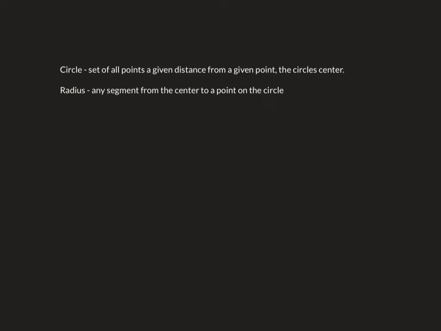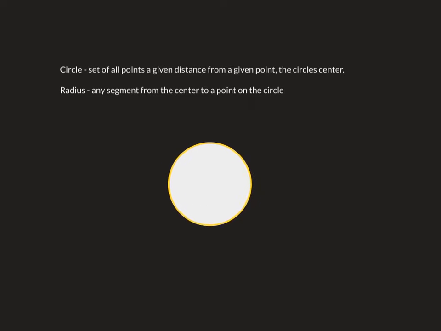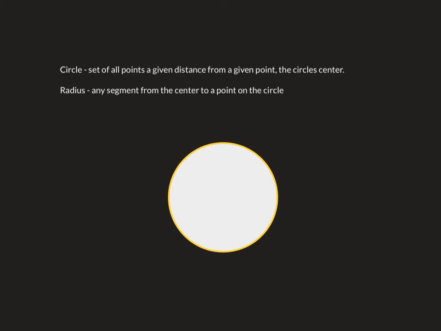All right, so the next two definitions we're going to talk about, the first one is a circle. So a circle is the set of all points a given distance from a given point, which is known as the circle's center. So we have a circle, right? And we have a center point in the middle. So all of the points on my circle are going to be the exact same distance from the center, right? So that's what makes it circular, is that it's the same distance all the way around.